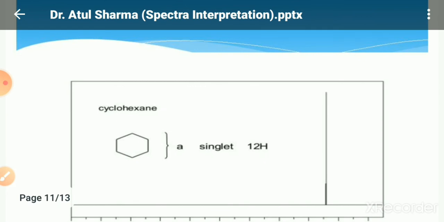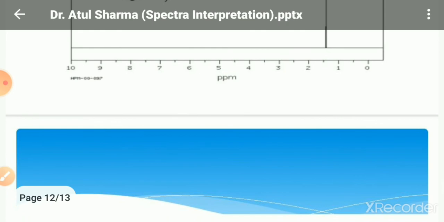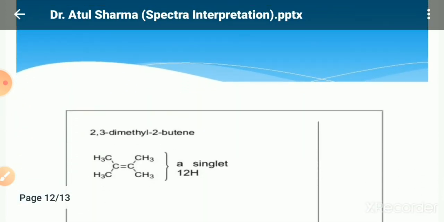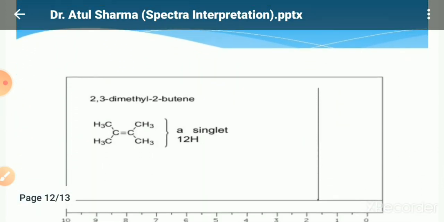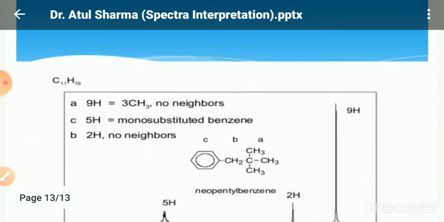This is an example of cyclohexane, singlet, 12 H protons. This is the example of 2,3-dimethyl-2-butene, and this is the example of C11H16.